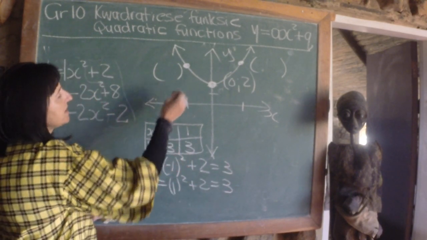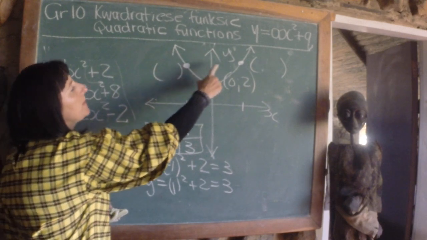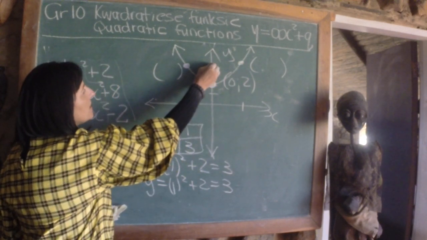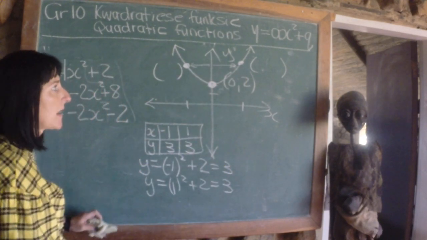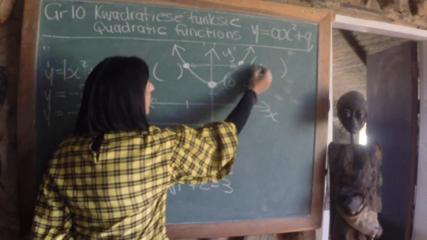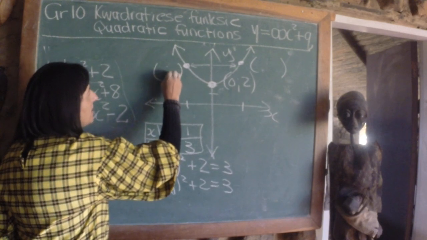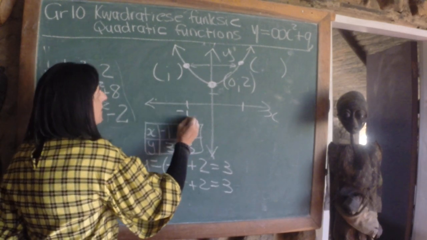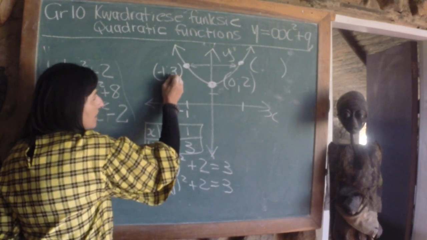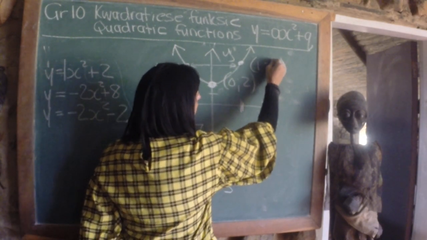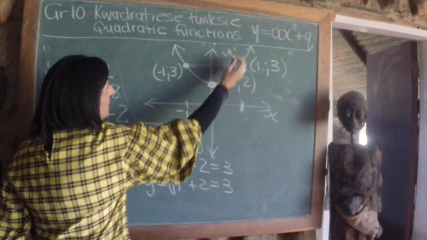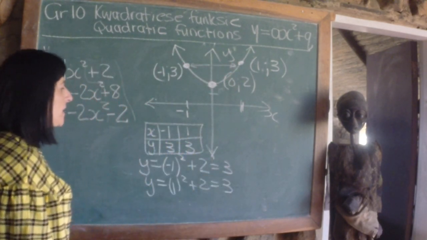So, hoekom is dit dieselfde? Want hy is simmetries, meaning the distance from there to there, distance from there to there is exactly the same, en hulle is op dieselfde hoogte. So, hierdie waarde is die waarde -1, 3, en daai waarde is die waarde 1, 3. So kan julle sien, it's symmetrical, very easy.